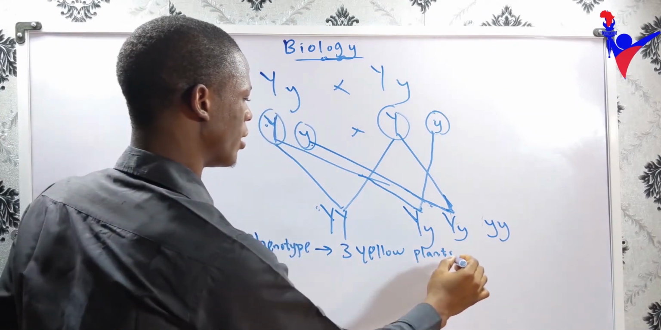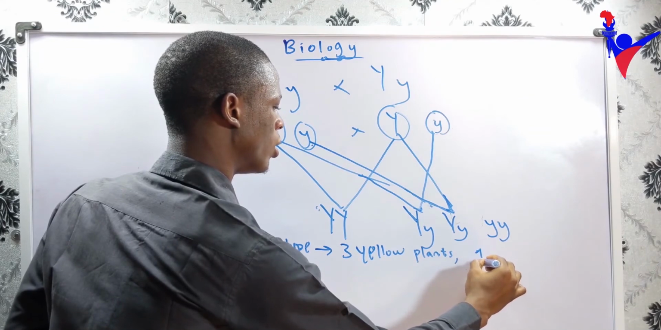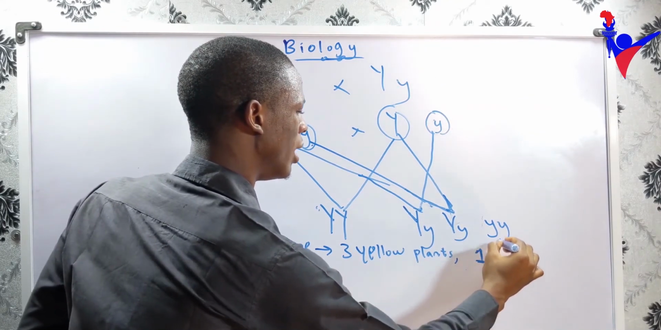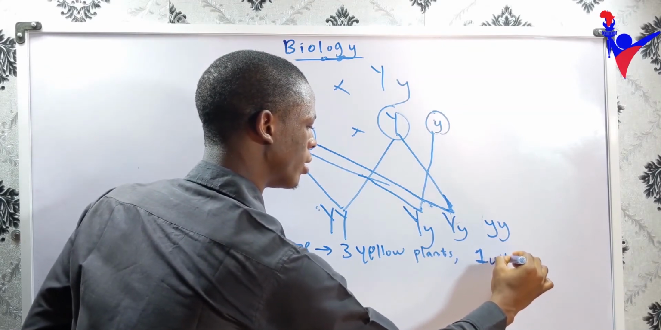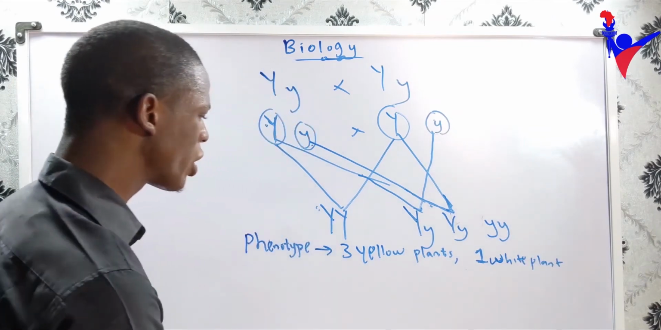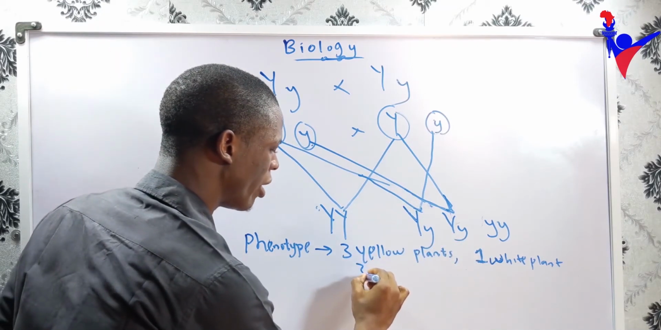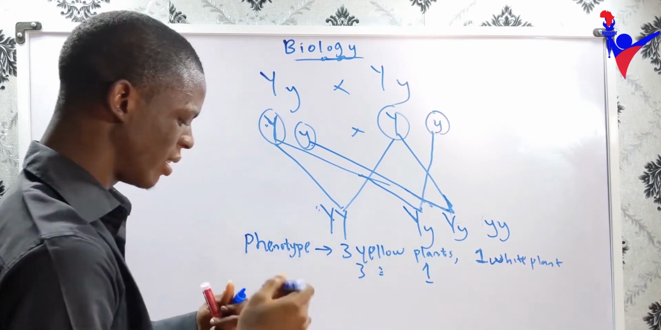We have 3 yellow plants, and we have what? 1. Let's call the small y, the recessive form, white. 1 white. So the phenotypic ratio, you can see this is a ratio of 3 to what? 3 to 1. You can probably see from that.